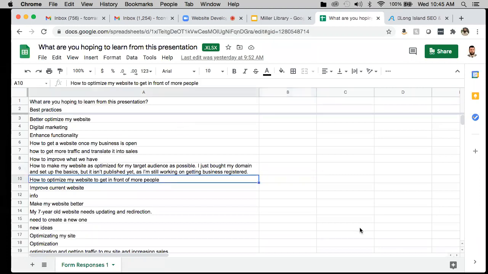"How to optimize my website to get in front of more people." I think the way this question is worded, I don't think is proper. I don't think the understanding is there. To optimize your website could mean two things. One, it can mean from a conversion standpoint, which I just talked about. The second thing is from an SEO standpoint, and I believe I touched on that pretty largely.